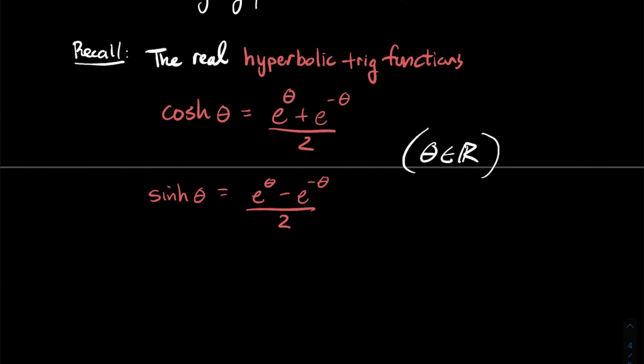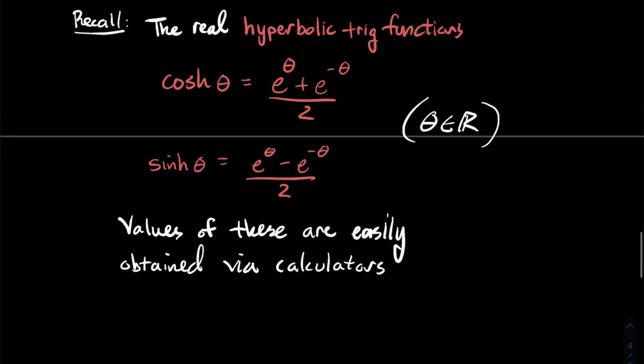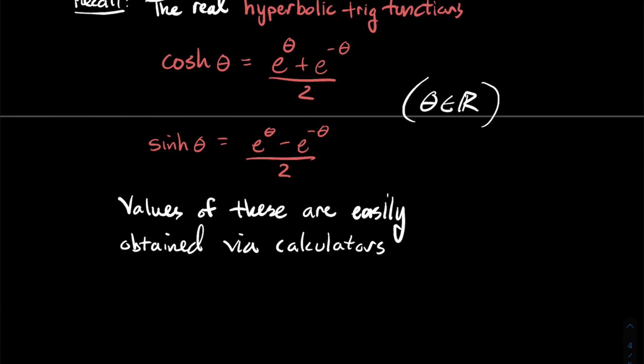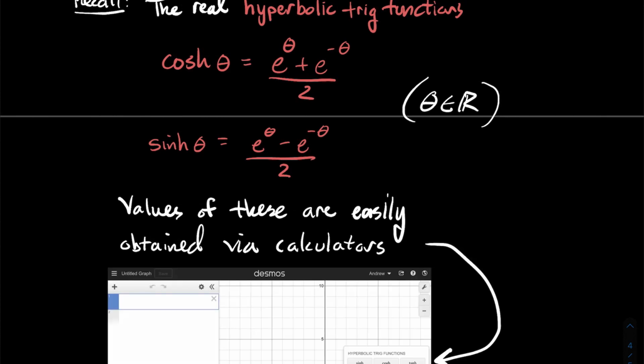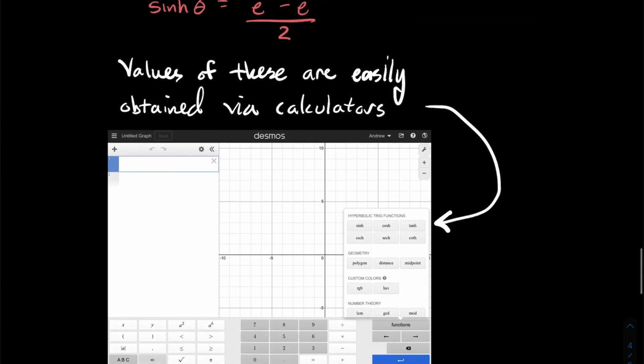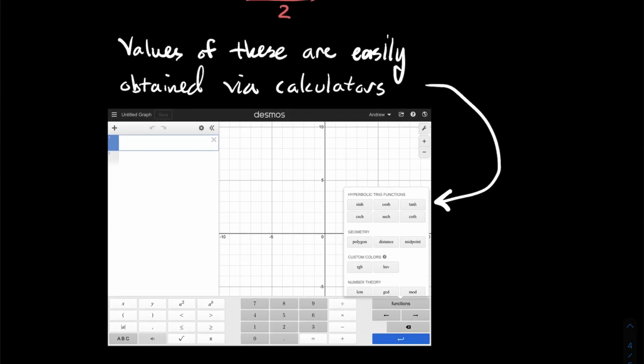So, and here again, theta is a real number. And so you can easily calculate values of these because you have buttons for these on a calculator, like a standard TI calculator, or my favorite, Desmos. If you go over to the little functions window, the hyperbolic trig functions show up if you scroll a little bit. So we can obtain values for these pretty easily.